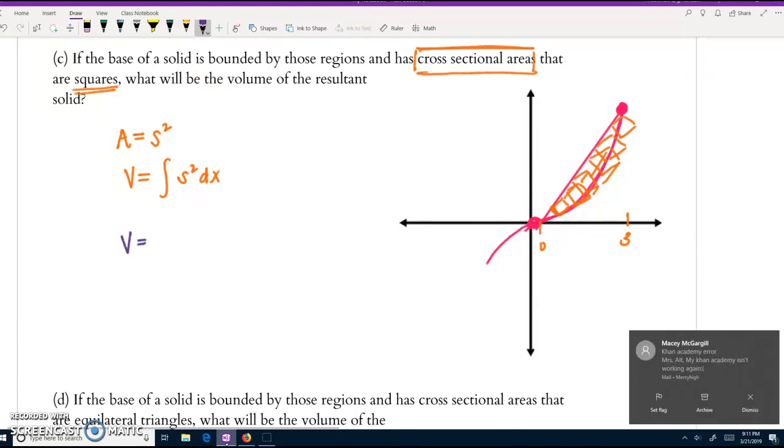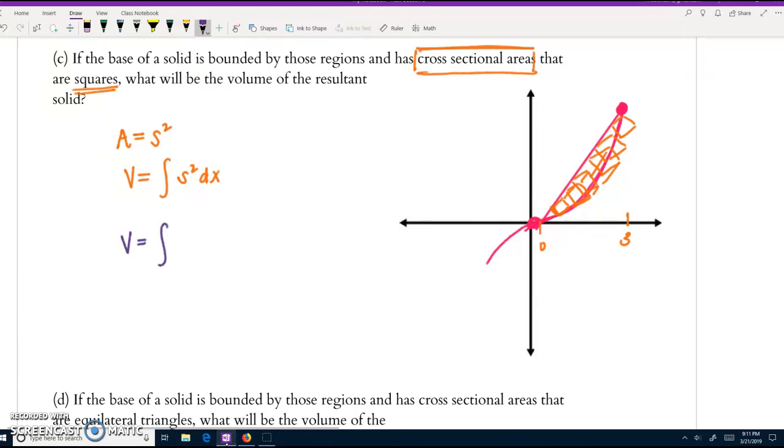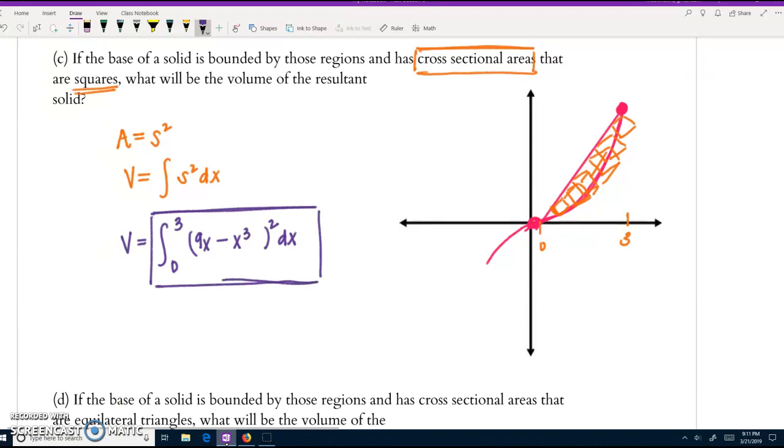My volume is going to be the integral from 0 to 3. And then my side length is going to be what I have to get from my upper function to my lower function. So that was my 9x minus x cubed, that quantity squared, integrated with respect to x. If you go ahead and plug that into your calculator, you can get a value out. You'll notice that this kind of volume does not involve pi because we're not doing any kind of circular rotation.